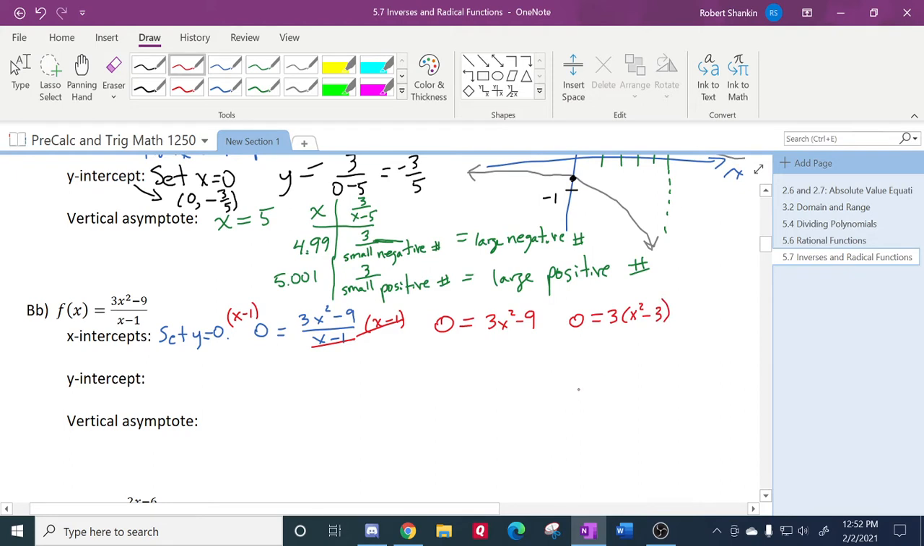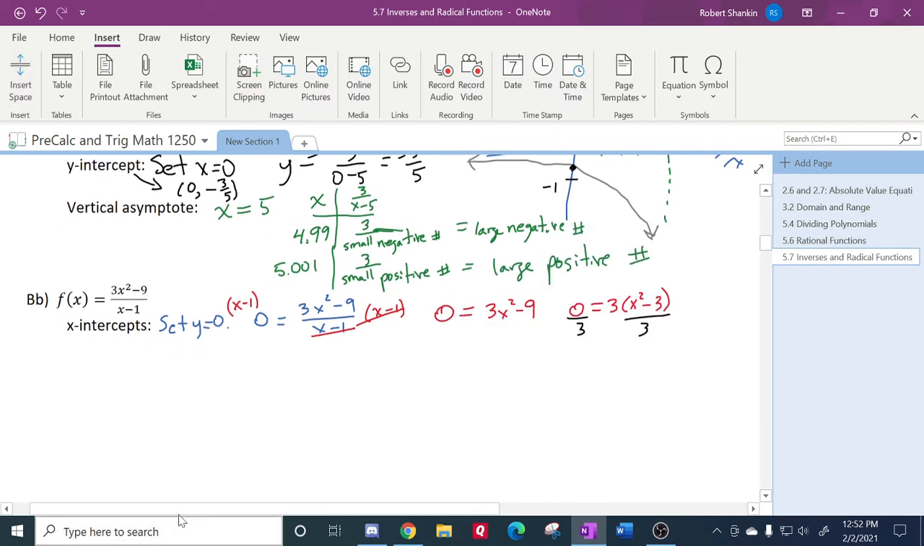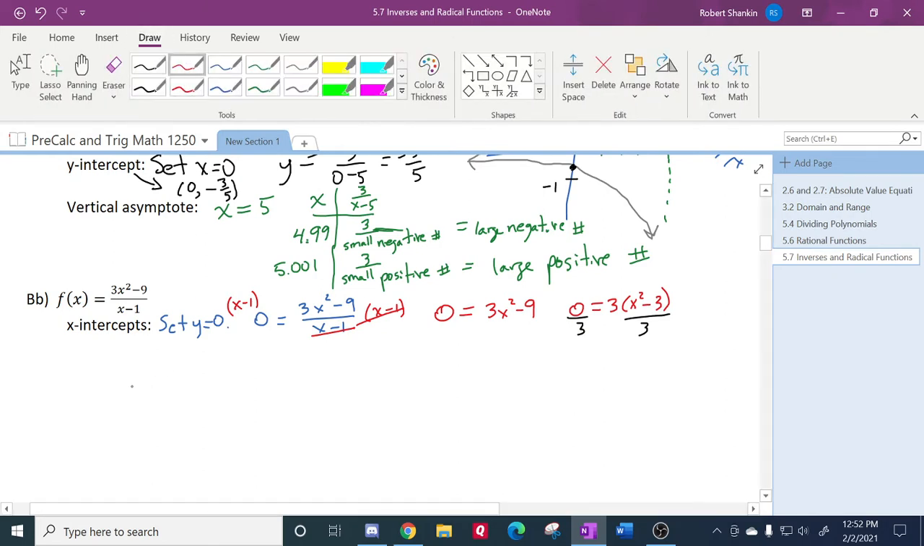And I get this. Then I'll divide both sides by 3. And then I get, I'm going to need some more space here. I'm going to get 0 equals x squared minus 3. I'm going to add 3 to both sides.